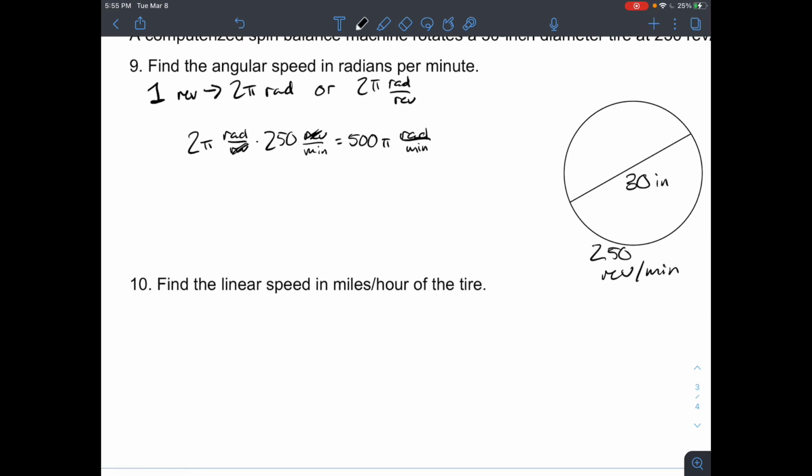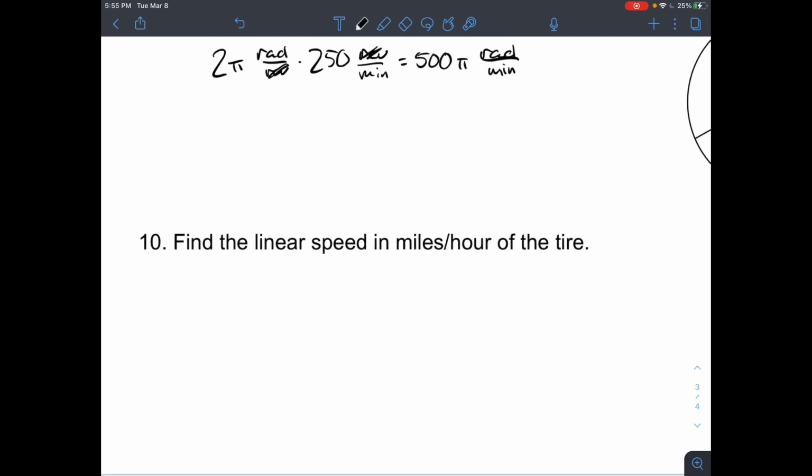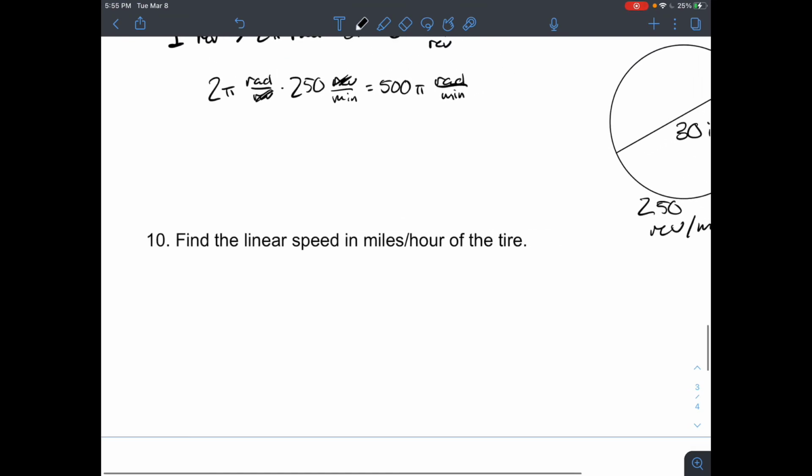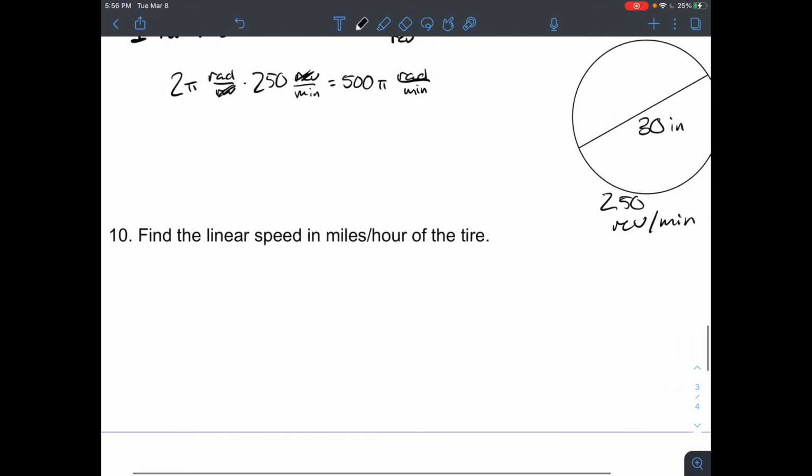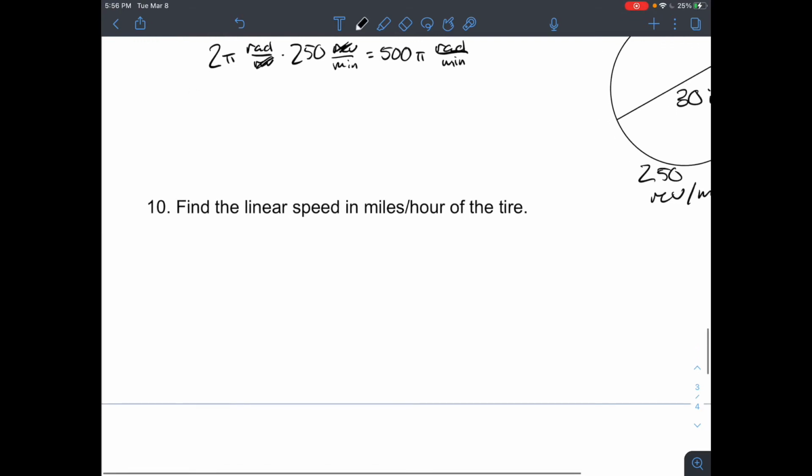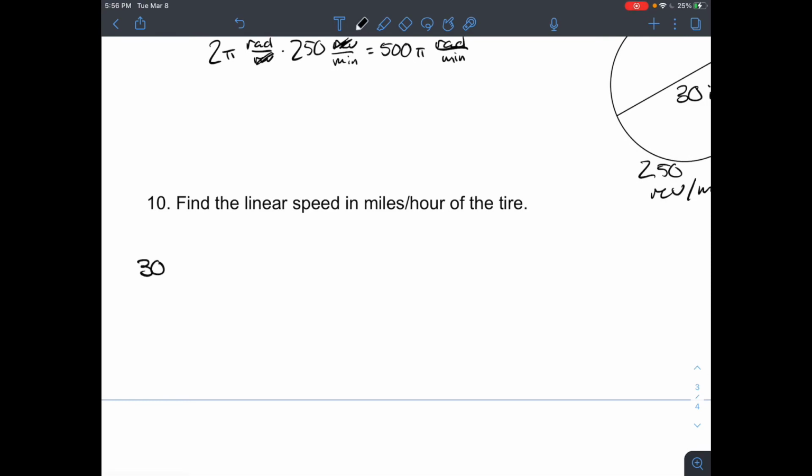Now the linear speed in miles per hour. Stuff here is going to get a little bit funky. I haven't done this out yet, so let's make sure we're doing it right. The first thing I'm going to do is convert 30 inches into miles. There's a number of ways you could do this. You could do this all in one really long formula, so let's just go for it.